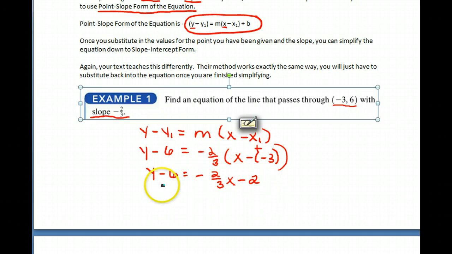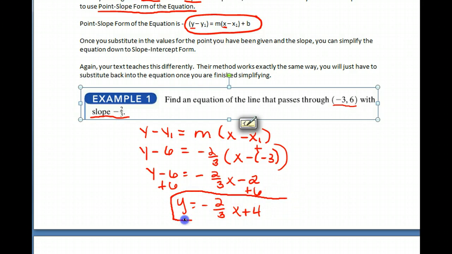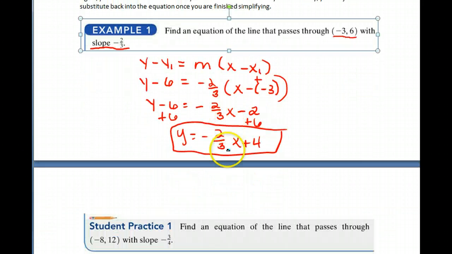The next step here, after we distribute our slope, is to solve for y. So we're simply going to add 6 to both sides, and y equals negative 2/3 x plus 4. We now have an equation that's written in slope-intercept form.